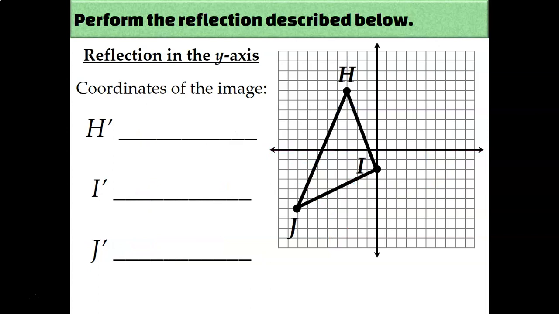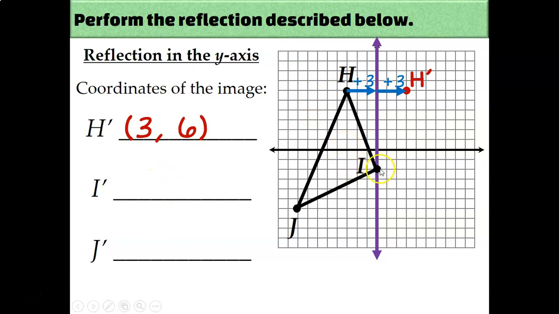We'll be reflecting in the y-axis, which is the vertical axis right there. So to get from H to the line of reflection, I go to the right 3. So I'll go right 3 more and put my point for H prime. That's the point 3, 6. Which makes sense for H prime to have an x-coordinate of +3, because H, the pre-image coordinate, had a -3 for its x value.